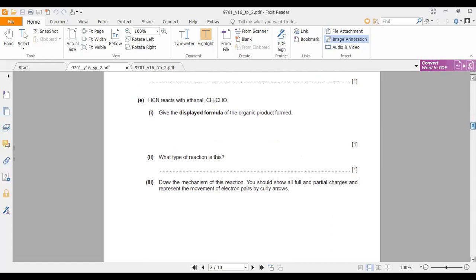HCN reacts with ethanal, CH3CHO. Give a displayed formula of the organic product formed. So take a piece of paper and a pen where you can write this displayed formula. Draw this one, everyone.